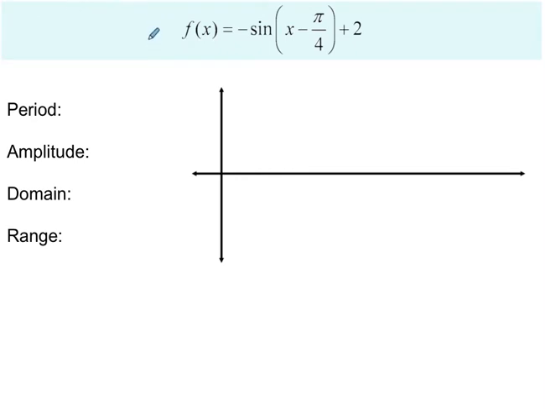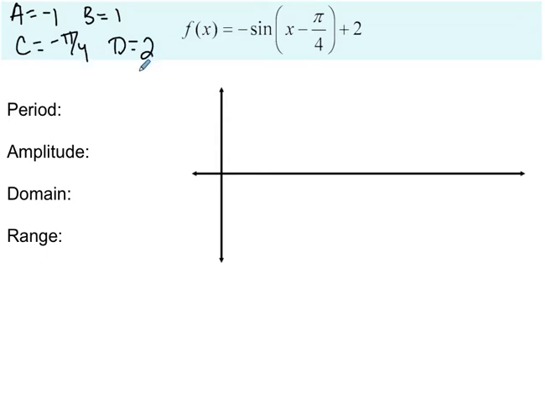Okay, let's start by graphing this. So I'm going to identify what A, B, C, and D are. A is -1, B is 1, C is -pi/4, and D is 2. So my graph is going to reflect over the x-axis. It's not going to stretch or shrink at all horizontally. It is going to shift to the right pi over 4 and up 2.